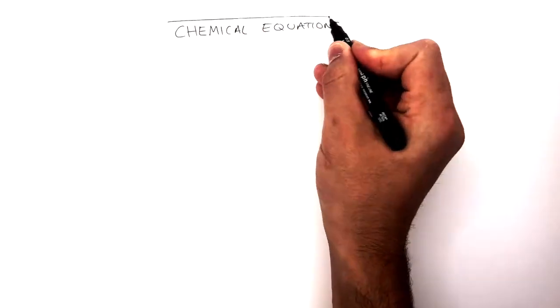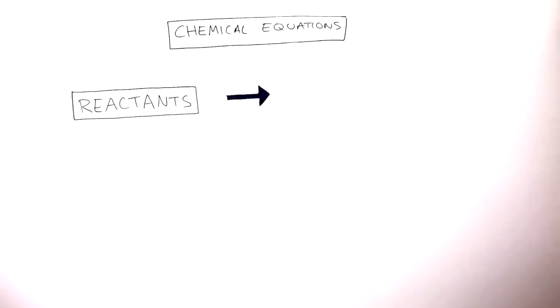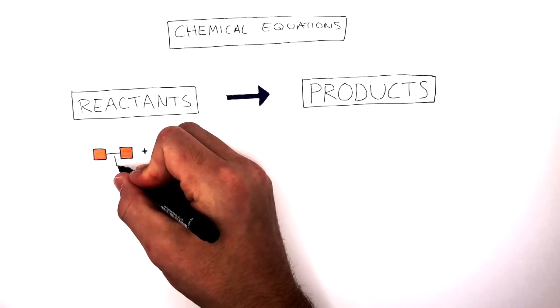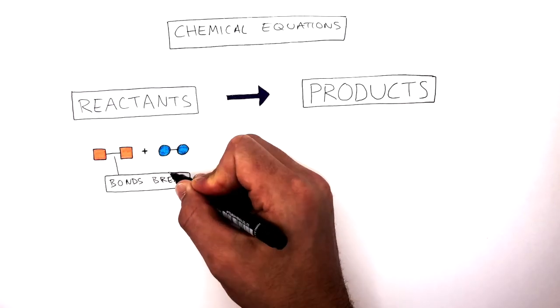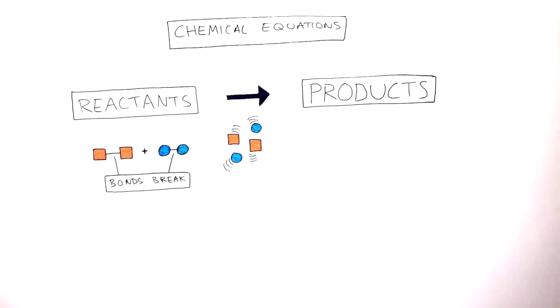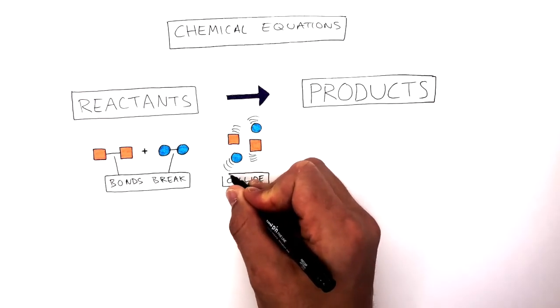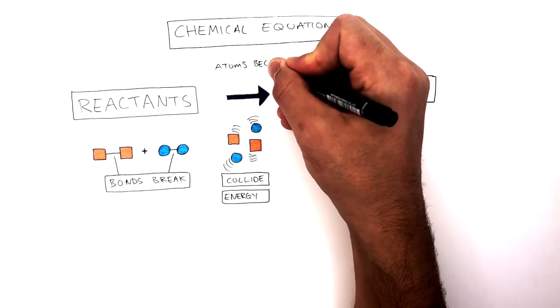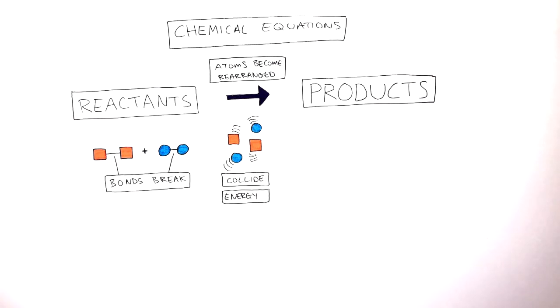Chemical equations always have reactants on the left and products on the right, separated by an arrow in the middle. In this example, we have these reactants, where for a reaction to take place, the bonds must break. When the bonds break, we now have the individual atoms, which must collide with enough energy. For new products to form, the atoms become rearranged to form these new products as shown here.